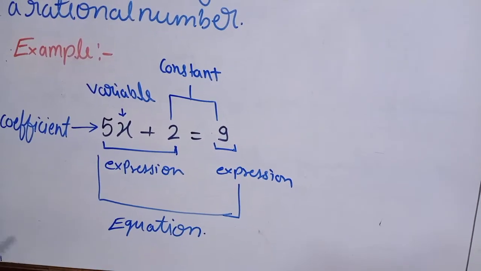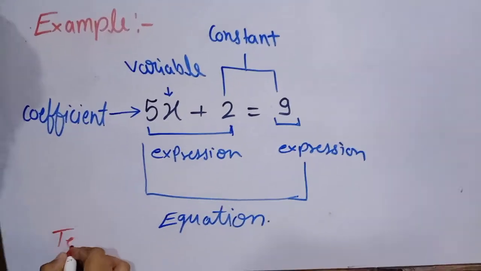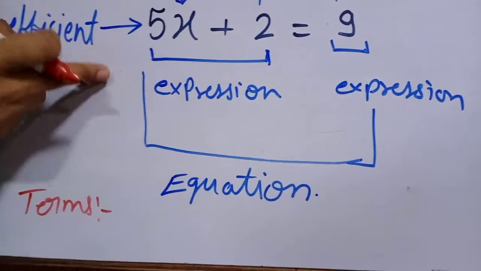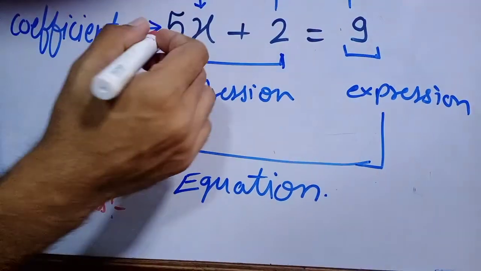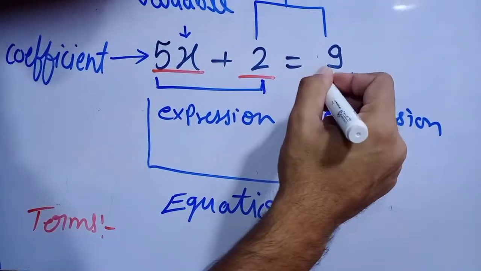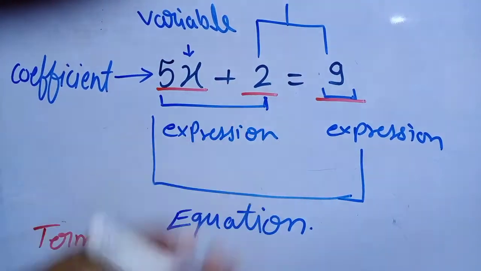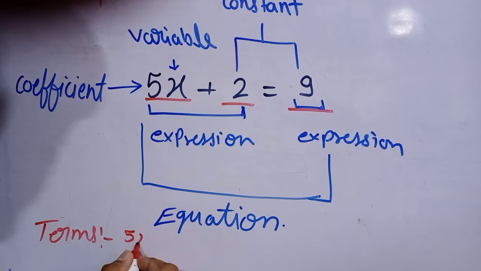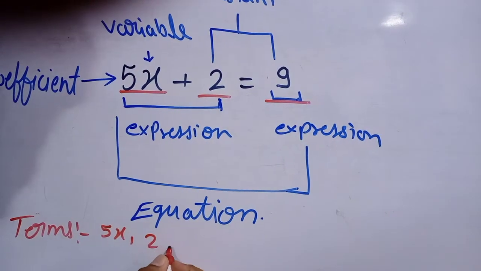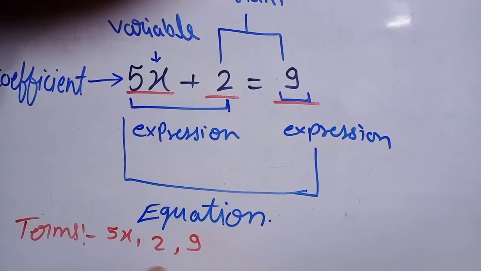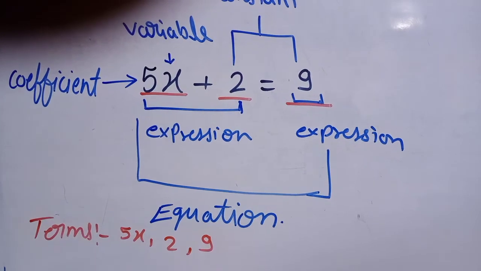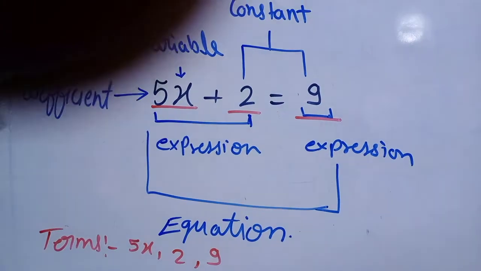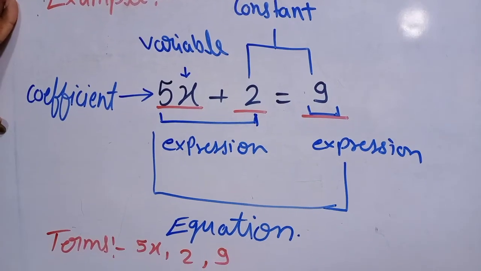Now the next concept is terms. What are the terms we have in these equations? All the things which can be separated by the algebraic operations are called terms. Like here we have 5x as the first term, then 2, then 9. These are all terms in this equation, in this algebraic expression. So now we got the meaning of algebraic expressions.